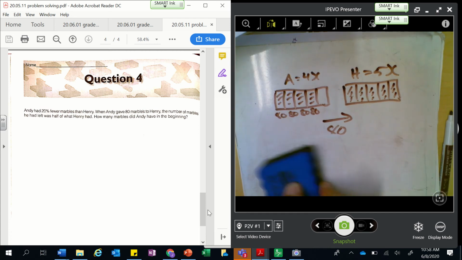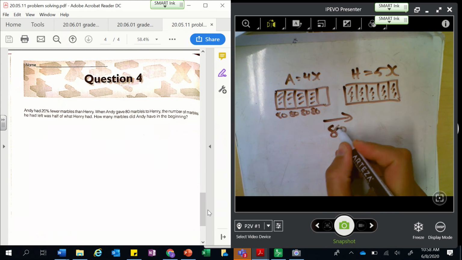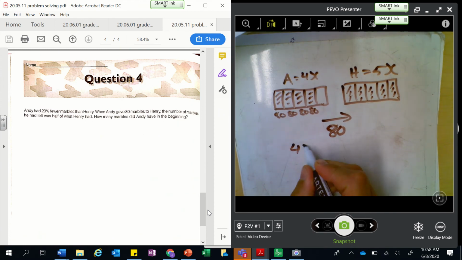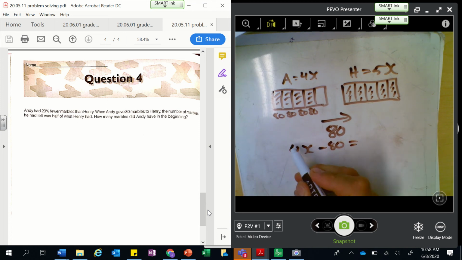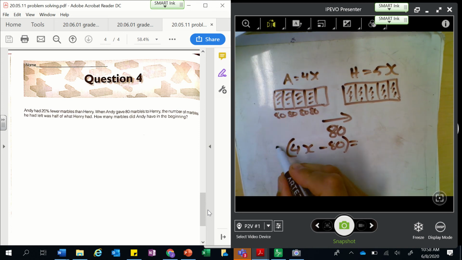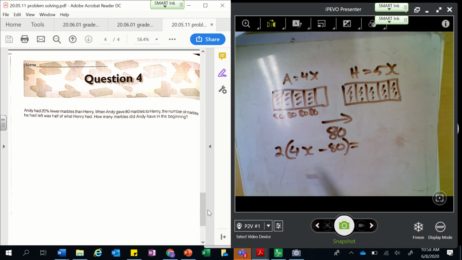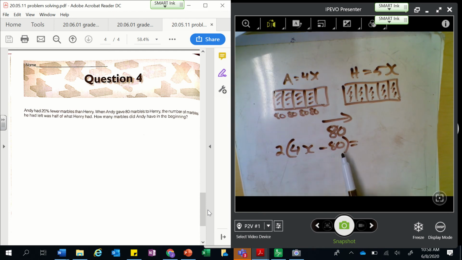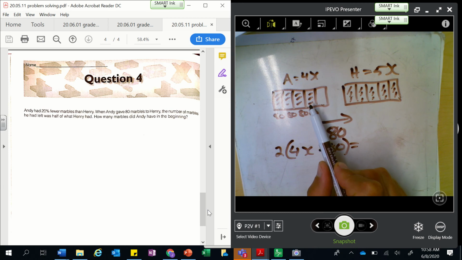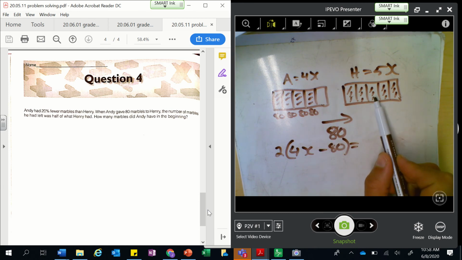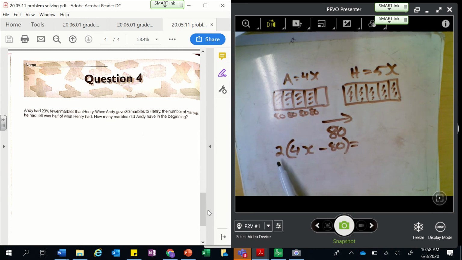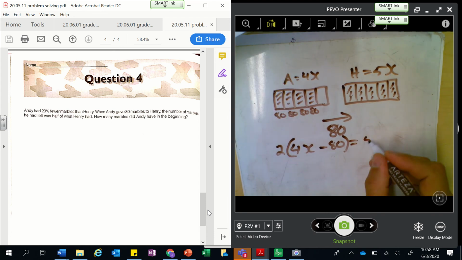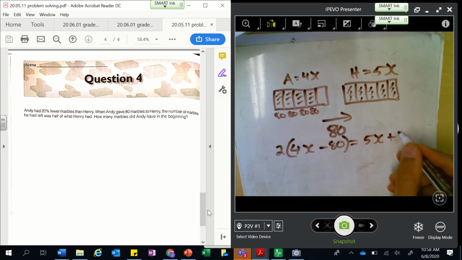Now let's look at it algebraically. Andy had 4x. Now when he gave 80 marbles to Henry, Henry now had twice as much. So that means Henry had 2 times the 4x minus 80, because Andy gave a block over, right? Or he gave 80 over. He had 4x minus 80, and now Henry has twice as many, so that equals h. Well, I can also replace h with 5x, because that's what he had up here, plus the 80 he receives.